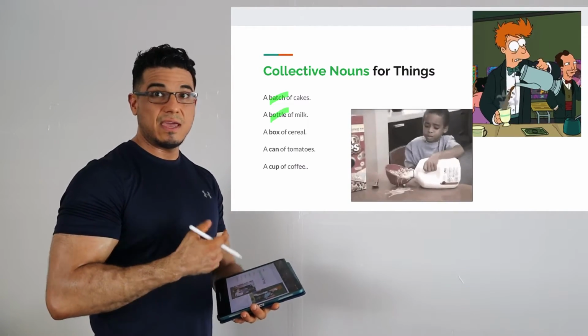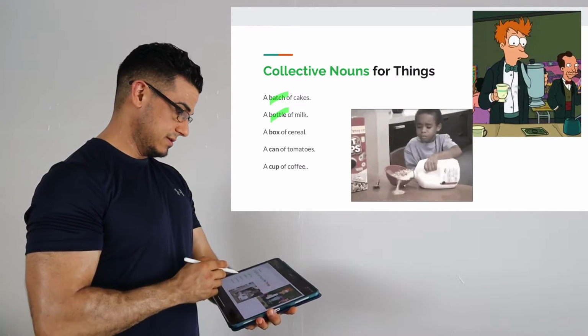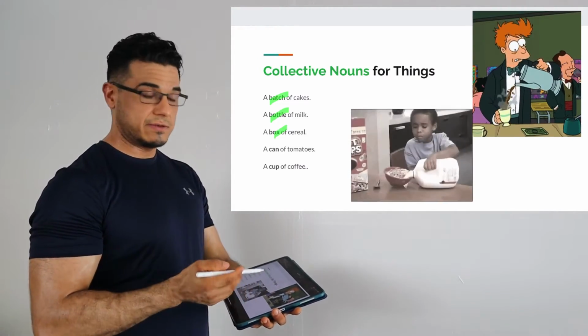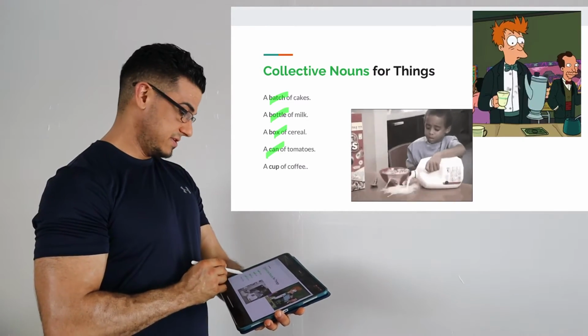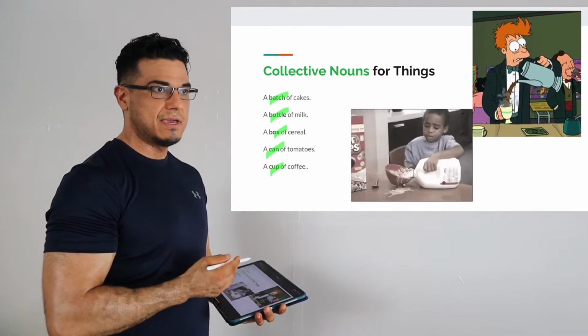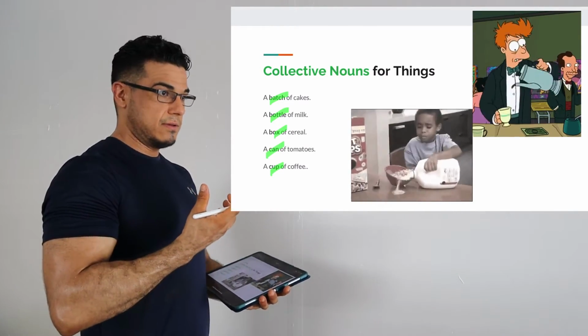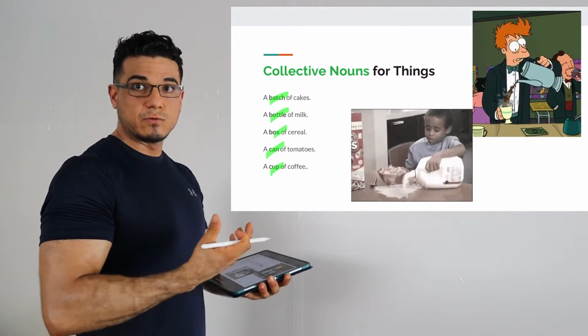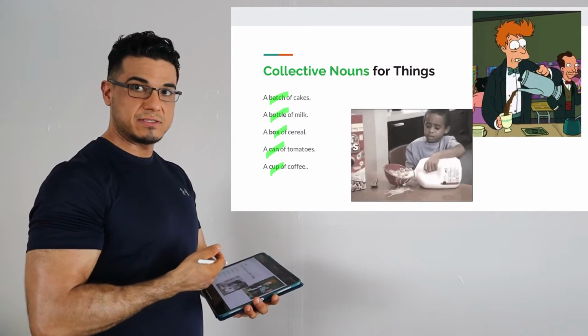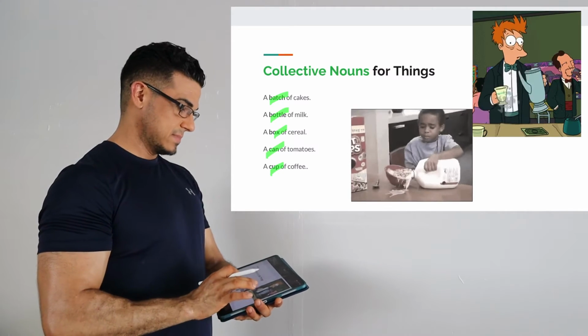I would just say a bottle of, in this case, milk, a box of cereal, a can of tomatoes, a cup of coffee. These are all collective nouns. So it's a grouping of uncountable nouns in some cases, or things.